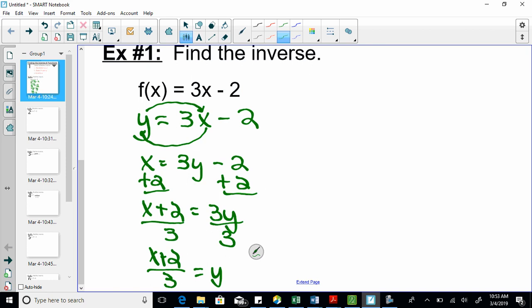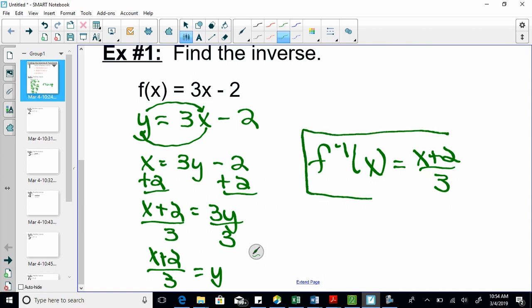However, your answer won't always look like this. Instead, they may write it this way. f raised to negative 1 of x equals x plus 2 over 3. Now, the negative 1 means inverse because it's the opposite when you raise it to negative 1 power. So anytime you see f raised to negative 1, that means I'm finding my inverse or we found my inverse. And this is how we write our answer.